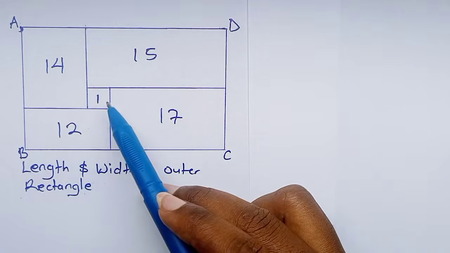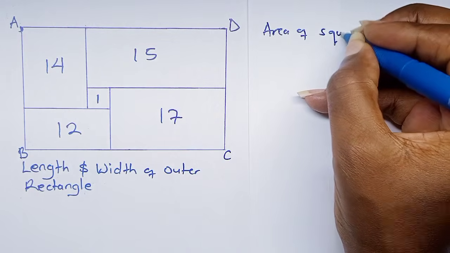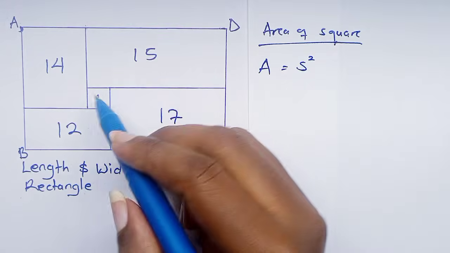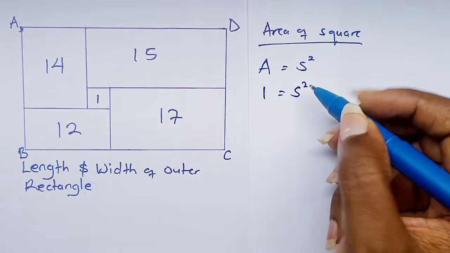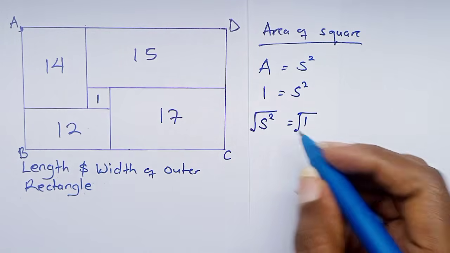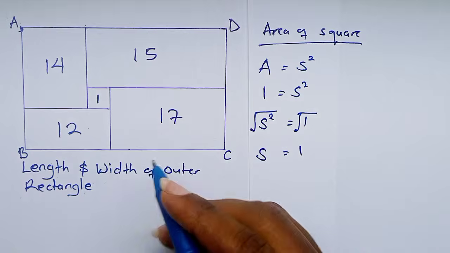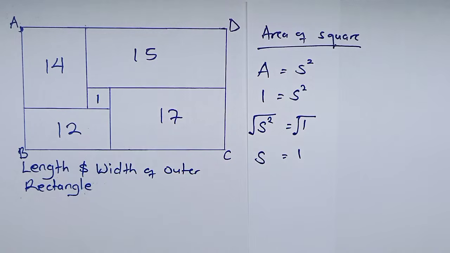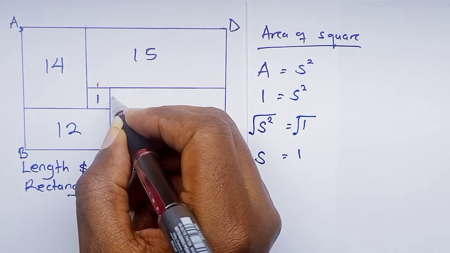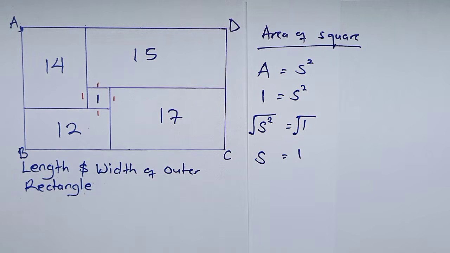Now first, if we are to look at the square, the area of a square is given by side squared, but our area was given as 1, so 1 is equal to side squared. We find the square root on both sides. So s, the square root of 1 is 1. So each side of the square is 1. That implies that from here to here is 1. Also from here to here is 1, and also from here to here, and here to here.